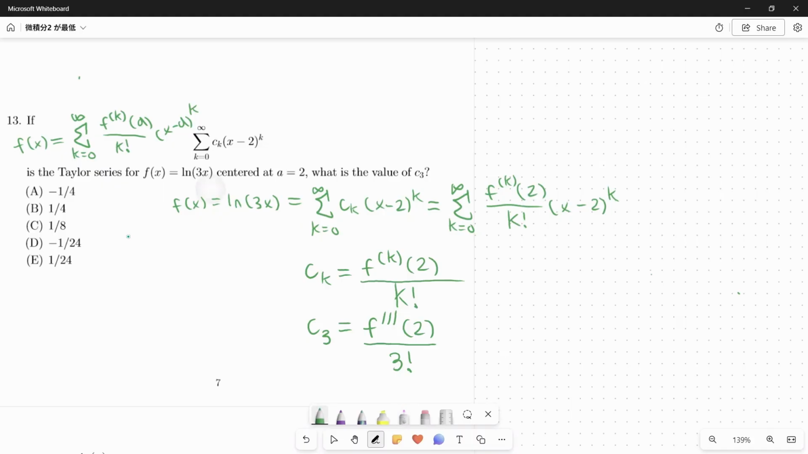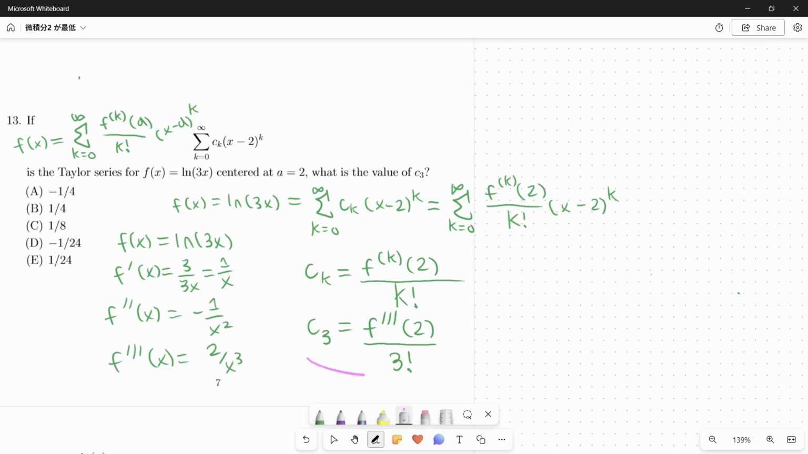So since we know that f of x is equal to ln of 3x, then f prime of x is going to be equal to just 3 over 3x, which equals 1 over x. And then f double prime of x is going to be equal to negative 1 over x squared. And then f triple prime of x, that's going to be equal to 2 over x cubed, if I'm not mistaken. And so now that we have that third derivative, we just have to plug 2 into said third derivative and then plug it into this expression and simplify.